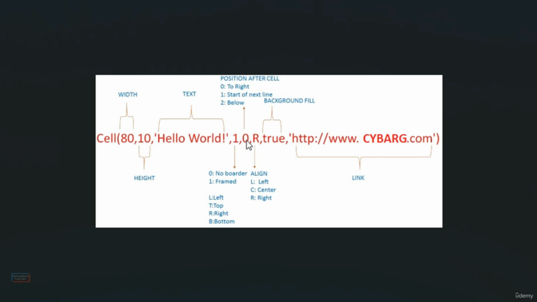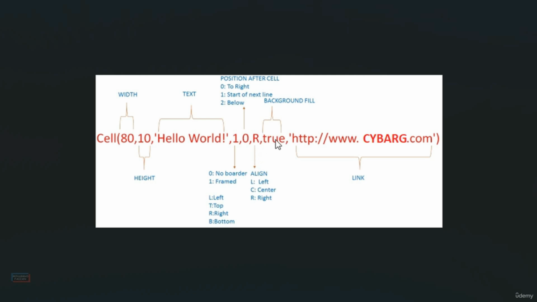And after this, the fifth parameter we have given as 0. 0 means we can define the position after the cell. Using 0 the position goes to the right, using 1 it starts at the next line, and 2 means below. And after the 0 we have R in the sixth parameter. R means align. In the sixth parameter we can define where we want to align our string: left, center or right. So we can define R, L and C.